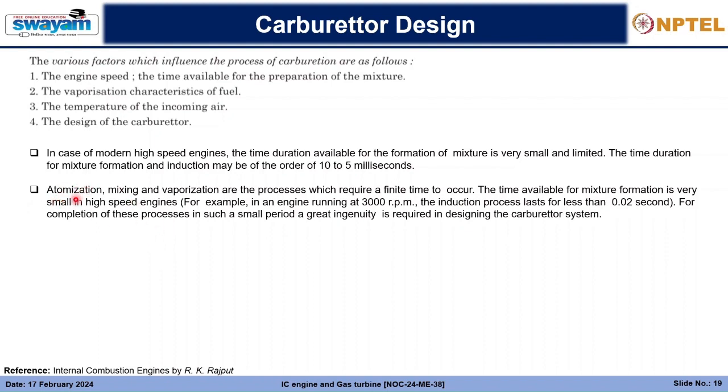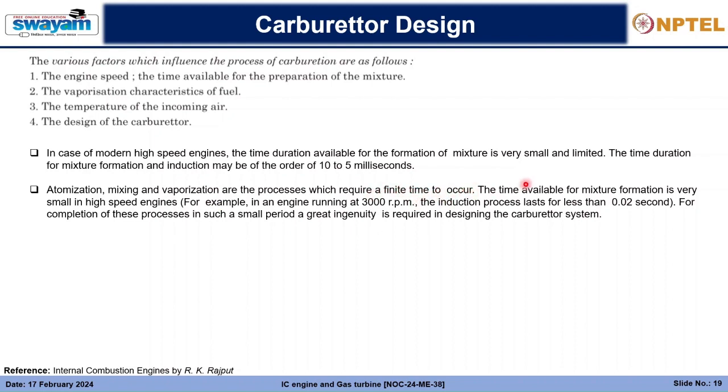First, in the mixture formation, there are a few processes involved: atomization, mixing, and vaporization. Atomization means very fine droplets coming out of the jet, which have a very high surface to volume ratio. They first mix with the air, and due to the air present and the temperature of the air, they quickly vaporize, because the surface area is quite high compared to the volume of the very small droplets of fuel. So these are the various steps required for homogeneous mixing, and it requires a finite time to occur.